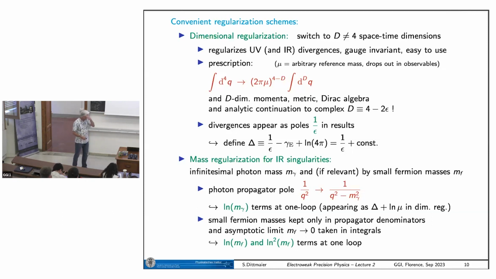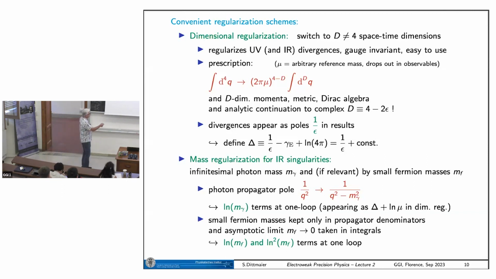And this procedure is then called mass regularization, but it is not exactly at the heart of regularizing unphysical divergences. They also can be physical, but this is the reason why this is very often done in electroweak physics.